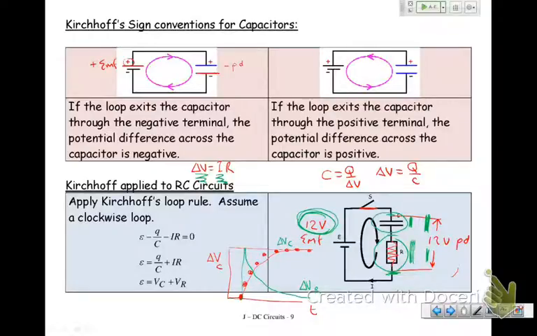Mathematically, we can get that same understanding from using Kirchhoff's rules. EMF minus Q over C minus IR equals 0. Rearranging, EMF is equal to Q over C plus IR. That's like saying my EMF is equal to the voltage drop across my capacitor plus the voltage drop across my resistor. Okay, we just said that.